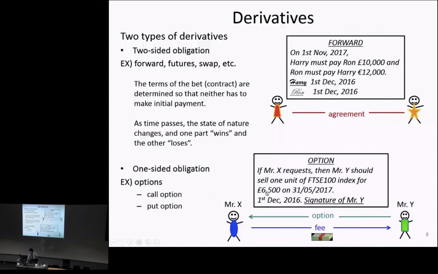That's called physical settlement. Mr. X pays £6,500 to Mr. Y, and Mr. Y delivers 1 unit of FTSE 100 to Mr. X. There's another settlement method called cash settlement. For cash settlement, if FTSE 100 in May 2017 is £7,000, Mr. Y simply pays the difference, £500, to Mr. X. No actual delivery of FTSE 100. Okay? And the contract should specify which settlement method should be used.